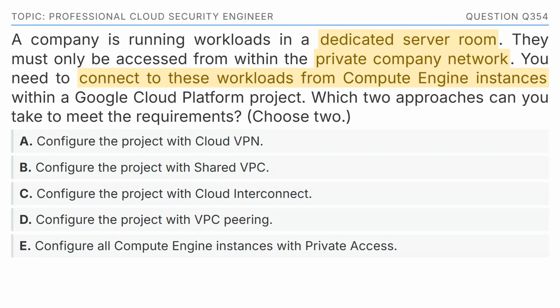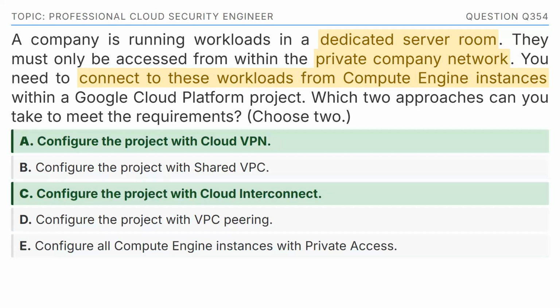To arrive at the correct answer, we focus on the keywords dedicated server room, private company network, connect to these workloads from Compute Engine instances. The correct answers are Option A, configure the project with Cloud VPN. And Option C, configure the project with Cloud Interconnect.